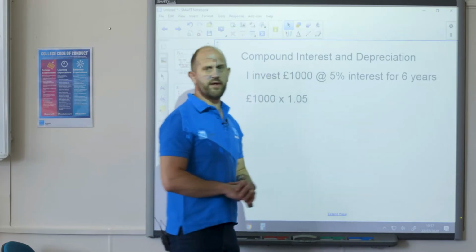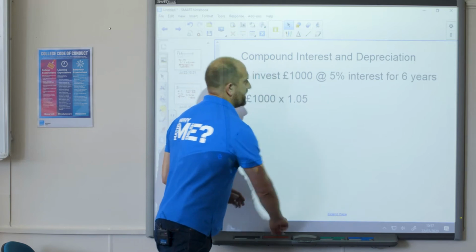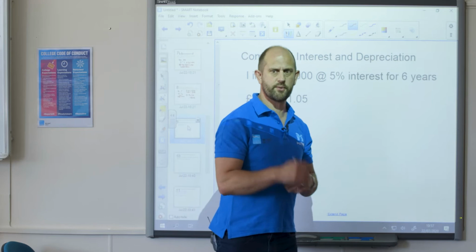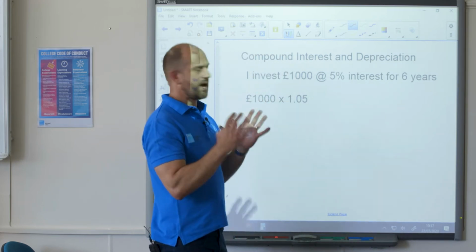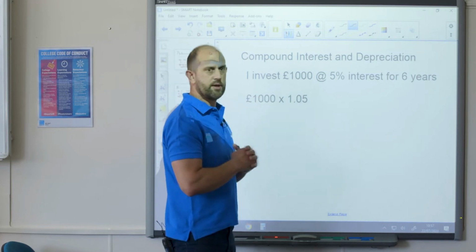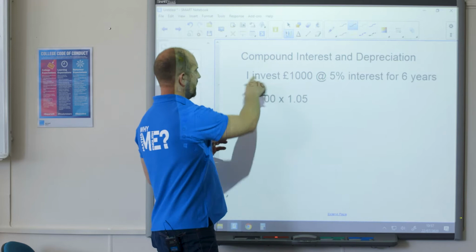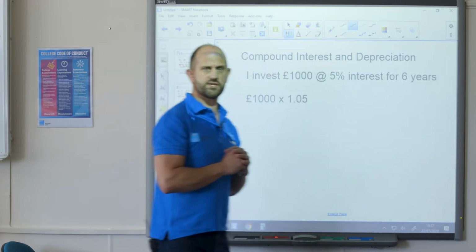Okay, so now we're going to look at compound interest and depreciation. The first thing we need to look at is how we're going to do this. This is not like simple interest where we can just add up the number of years. There is a set way to do this, and this will normally always be found on a calculator paper. So I'm going to invest £1,000 at 5% interest for 6 years.